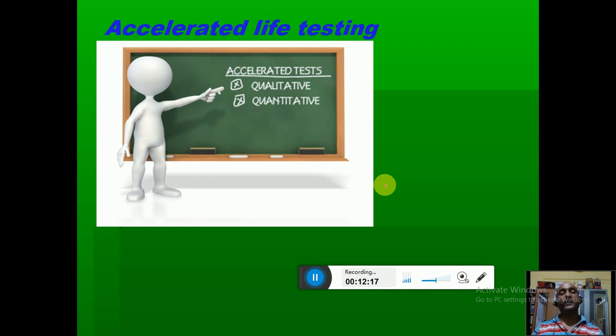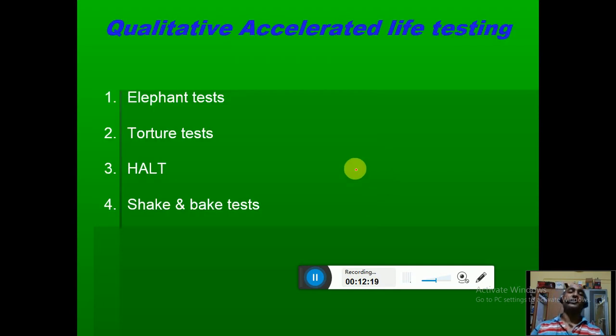Okay, so there are different types of quantitative and qualitative. So let us start with the qualitative. There are four types of qualitative accelerated life testing: elephant test, torture test, HALT, which means highly accelerated life testing, and shake and bake tests.